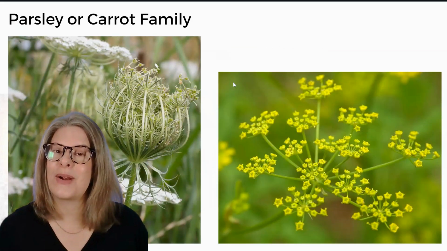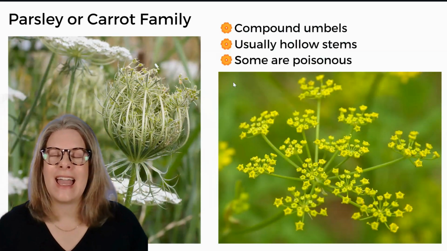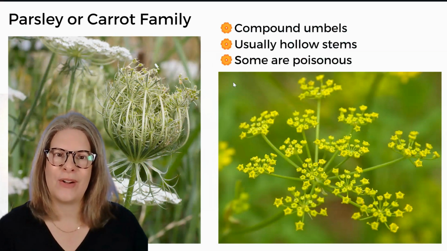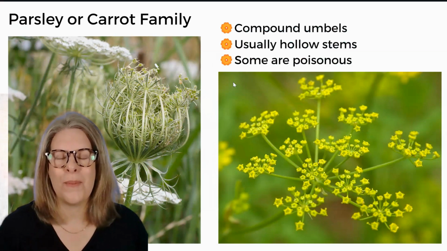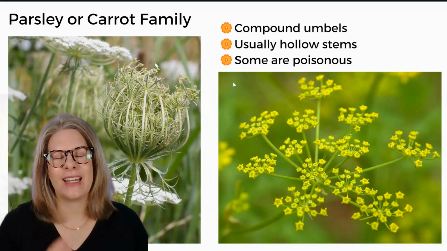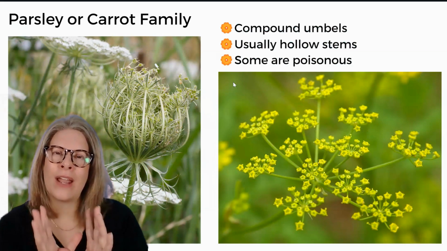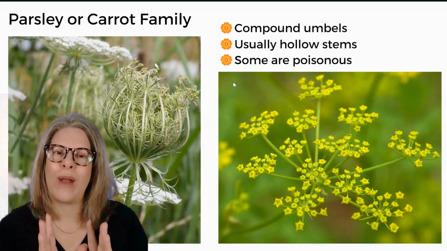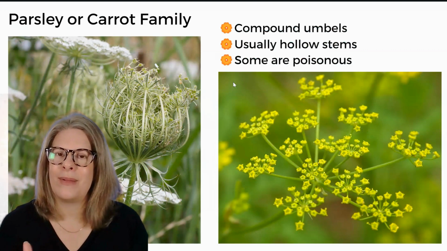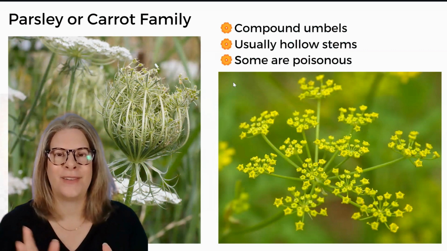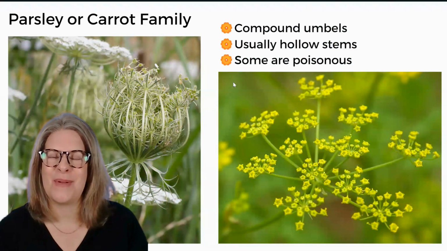So next is the parsley or carrot family. And in this family, we're going to see something called umbels. What is an umbel? An umbel is a structure that, in my mind, looks a lot like the wire structure of a traditional umbrella. And I sort of remember it by umbel, umbrella. That's my little mnemonic that I use to remember an umbel.